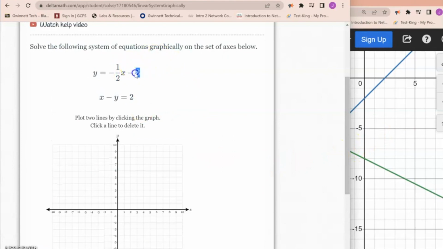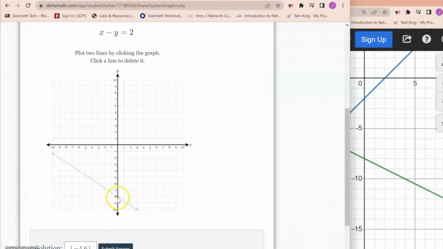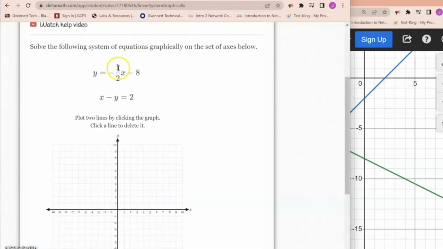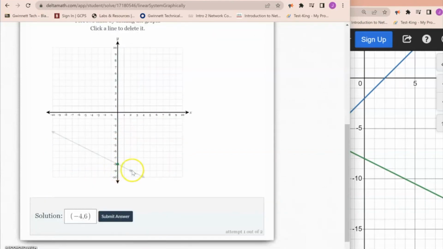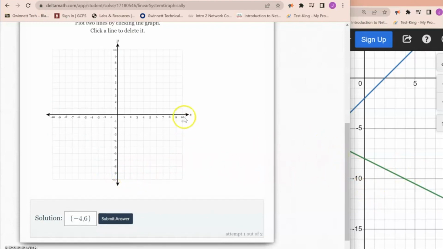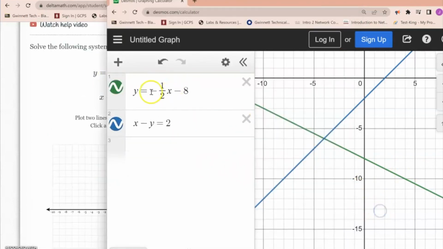So remember, this is your y-intercept. So you start at negative 8, and then this says you go down 1, right 2, right? Down 1, right 2. So that would be my graph. But again, you can just copy your graph straight from Desmos. So I'm going to show you how to do that. My first line, negative 1/2, is what color? Green, right? I'm going to hide the blue one just so I don't get confused.